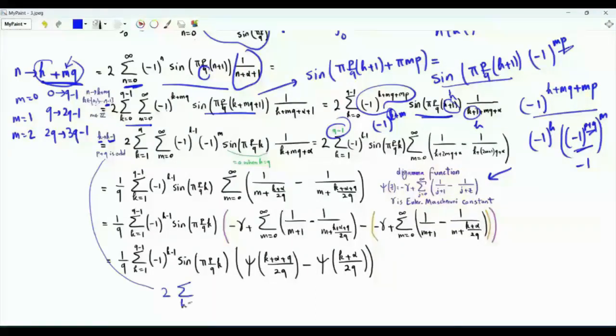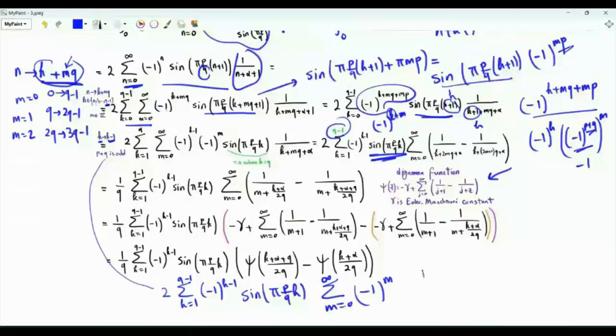What we have is 2 summation k from 1 to q minus 1, minus 1 to the power k minus 1, this sine here. Then we have the sum with respect to m, summation m from 0 to infinity, minus 1 to the power m, 1 over k plus mq plus alpha. Let's rewrite this sum as even and odd index terms. We get the difference between these two fractions. In one of them, m is replaced by 2m, and in the other, m is replaced by 2m plus 1.